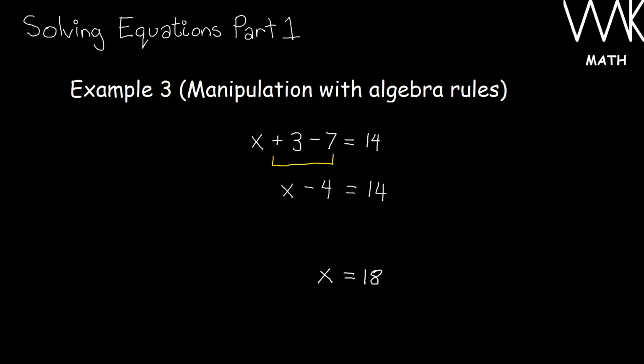So the plus 3 minus 7 is replaced by the minus 4, and this results in the equation being x minus 4 equals 14. The next manipulation we do is to add 4 on both sides, so we remove the minus 4 term on the left side. The ultimate result is the same as the previous method, which is x equals 18.